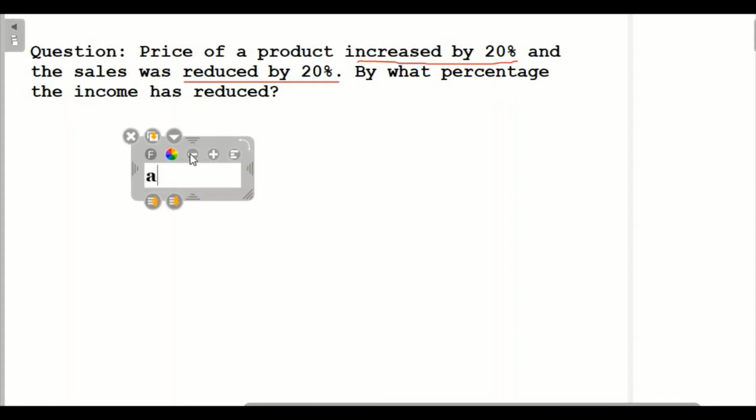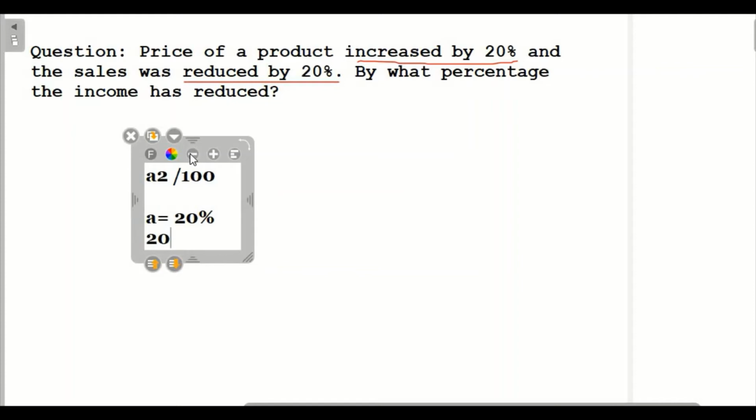So a square divided by 100. We don't have different percentages. We have the same percentage, so it is easier for us to calculate. So this is the formula. Value of a equal to 20 percentage. It has increased only by 20 percentage. So we have to calculate it as 20 percentage whole square. So we have increase and decrease in the same percentage value. So we are calculating it as 20 into 20 by 100.